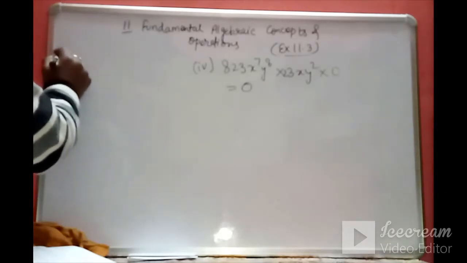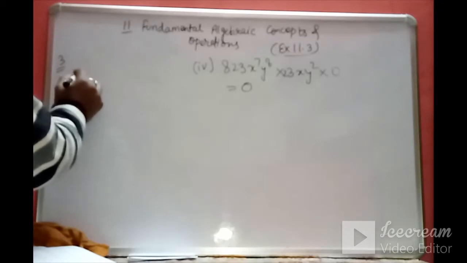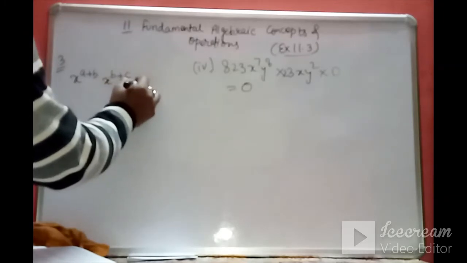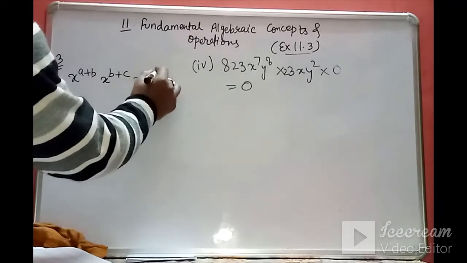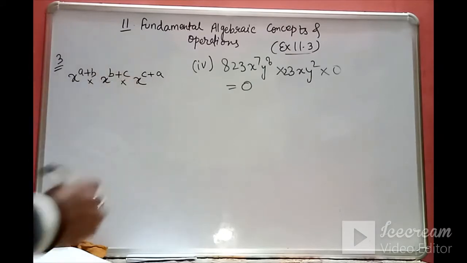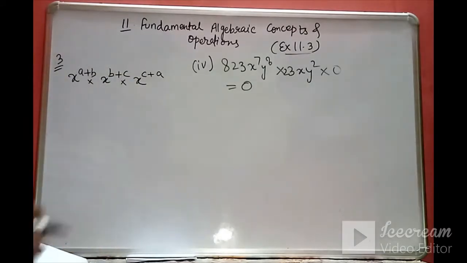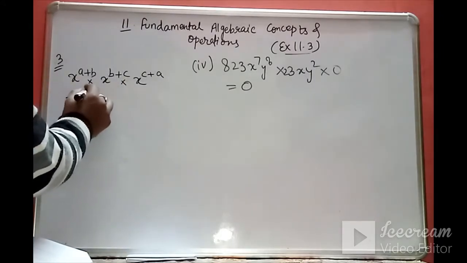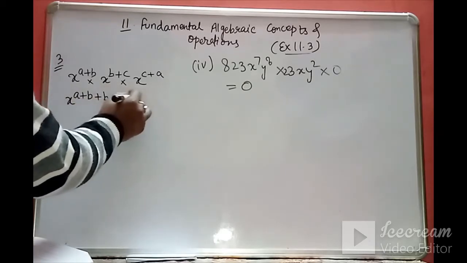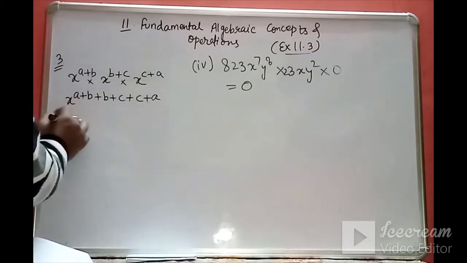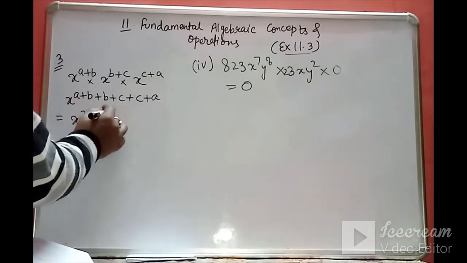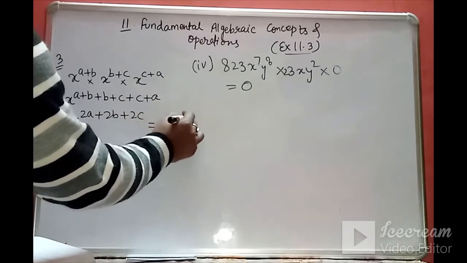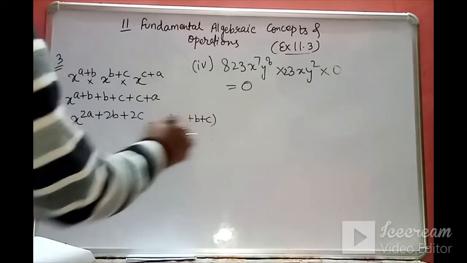Now suppose I have a question like this. It says x to the power a plus b, x to the power b plus c, and x to the power c plus a. Okay, I have to multiply these three terms. Now we know that whenever the base is the same, in that case exponents are added together like this, a plus b, b plus c, c plus a. So that will be x to the power 2a, 2b and 2c, and if you wish, you can write it like this also, 2 into a plus b plus c.